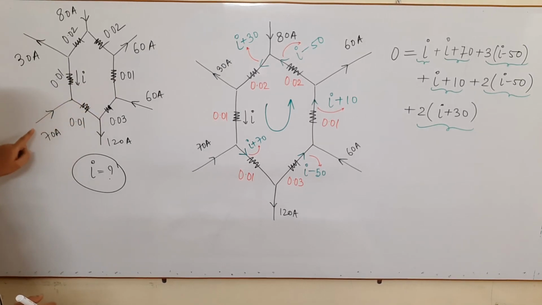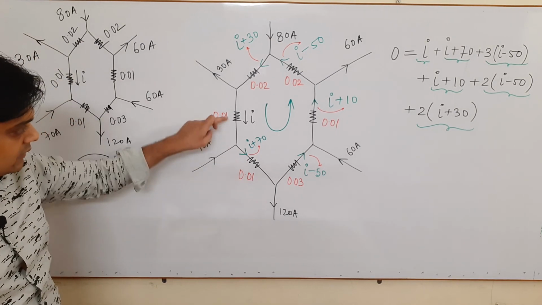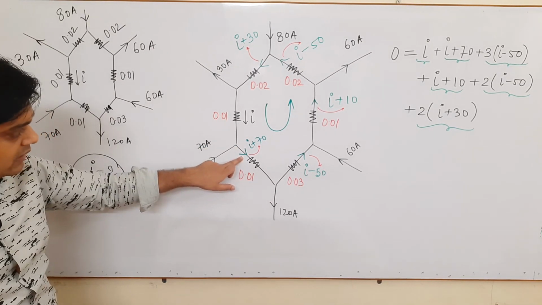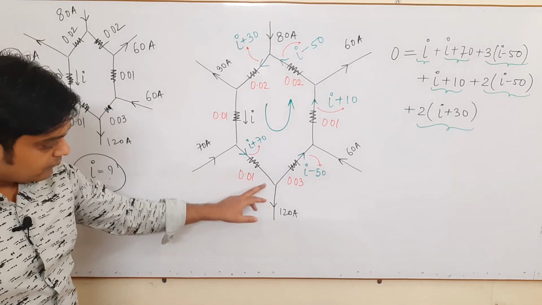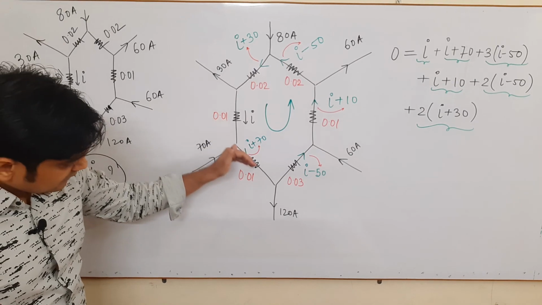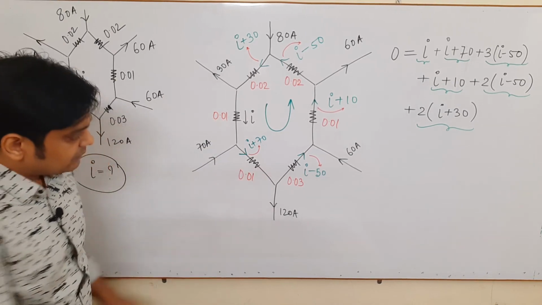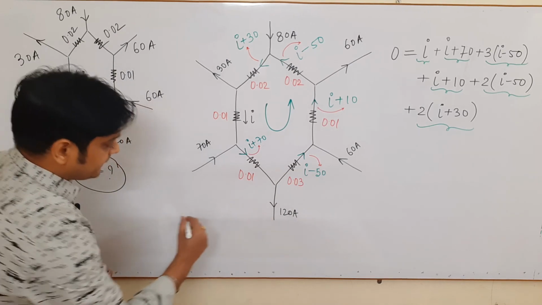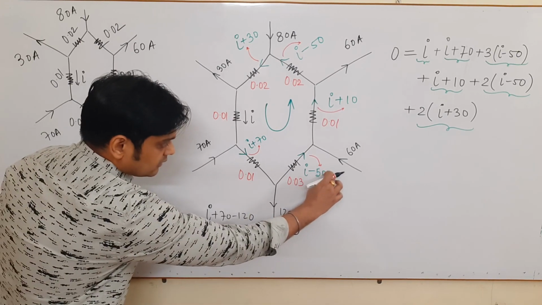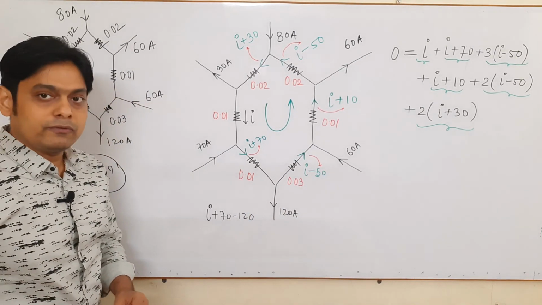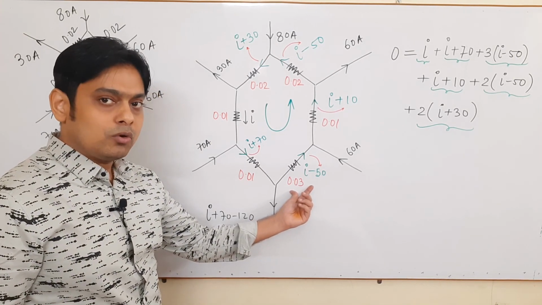Now you see, this 70 ampere of current is entering this node, and this I is coming here. So whenever that happens, they will add up and enter into this branch. So I have written here I plus 70 ampere. Now you see, as per the problem, 120 ampere current is coming out from this branch. So I plus 70 is coming and 120 is going in this direction. So it means I plus 70 minus 120. So what is the current here? That current here is I minus 50 ampere, which is flowing in the 0.03 ohm resistance.